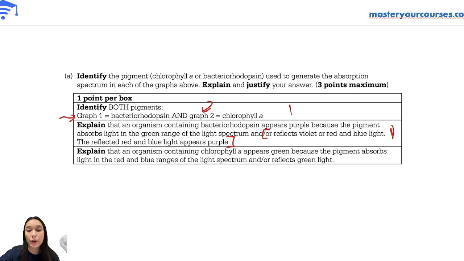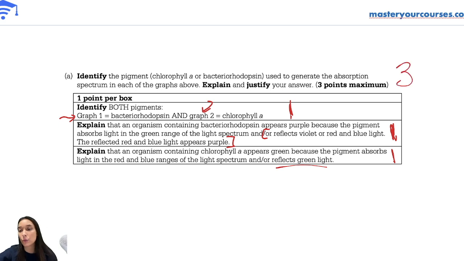And then for the second one, for chlorophyll A, you could say that an organism containing chlorophyll A appears green because the pigment absorbs red and blue light, or you can say that it appears green because it reflects green light, which is what we mentioned. If you did either of them, you would have gotten the mark. They accept both because both are technically correct, but you don't have to mention both. You only need to mention one for the mark.